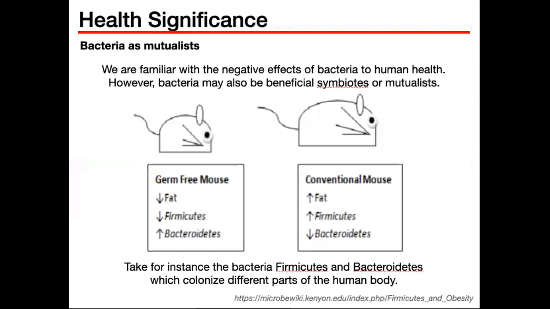And bacteria also as mutualists, no? And we are familiar with the negative effects of bacteria on human health. However, not all bacteria are pathogenic. As a matter of fact, some can be beneficial symbiotes or mutualists, no? So for instance, our Firmicutes and Bacteroidetes, no? Bacteroidetes, we said earlier that they are found in the gastrointestinal tract, and most of them are mutualistic, no?